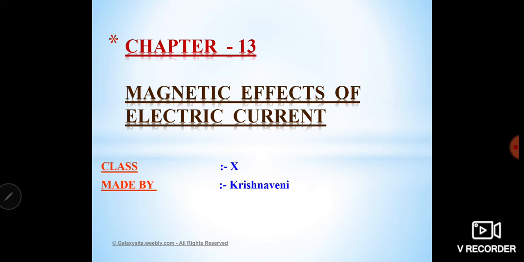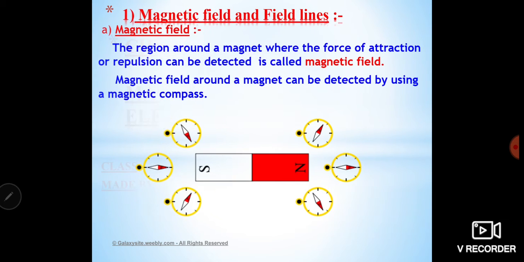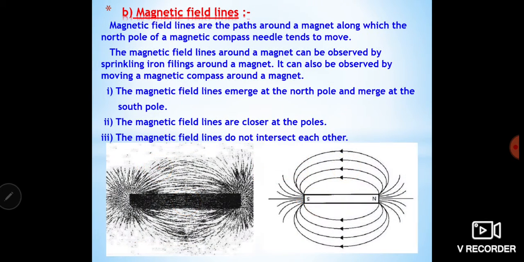In your previous class, we discussed the lesson magnetic effects of electric current. We will now revise all the concepts you learned in your previous classes. In this chapter, you learned the meaning of magnetic field and field lines: the region around a magnet where the force of attraction or repulsion can be detected. You have also learned the properties related to the magnetic field lines.